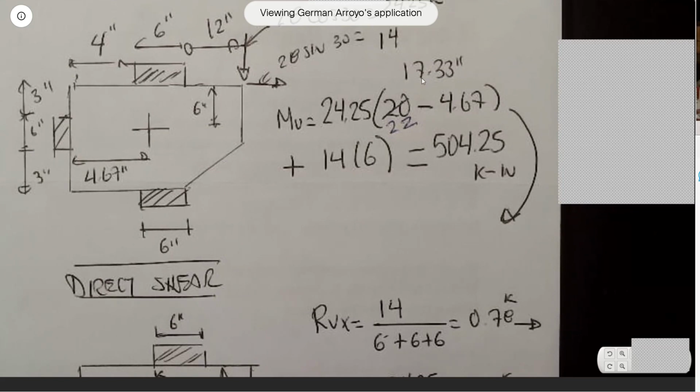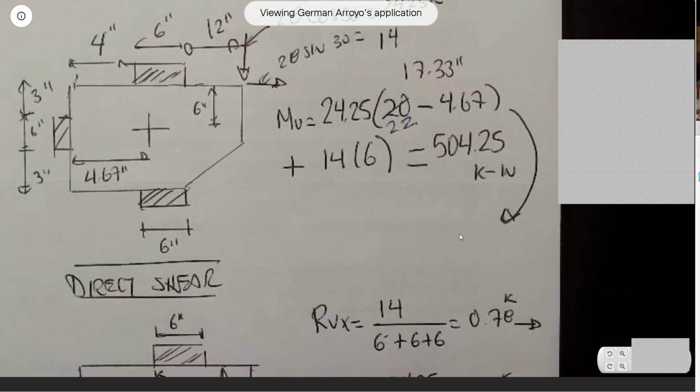Anybody had a question? So look, just change this number. It should have been 22, but everything is correct. So I had the 24.25 times 17.33. I had the 14, and the distance to the centroid is 6 inches. So we have 504.25 kip-inch going in the clockwise direction.